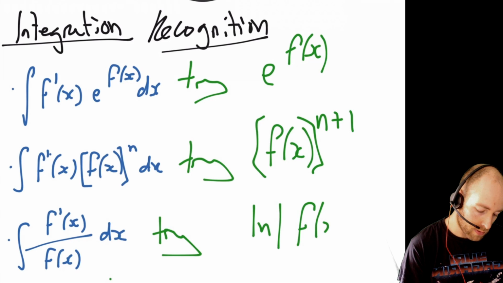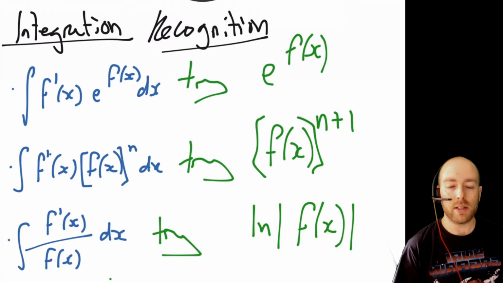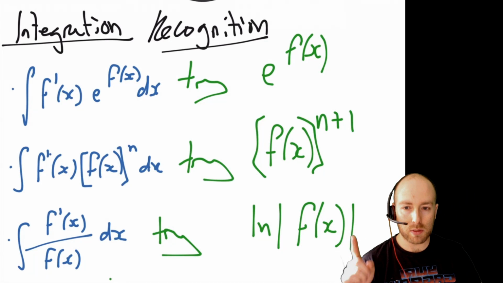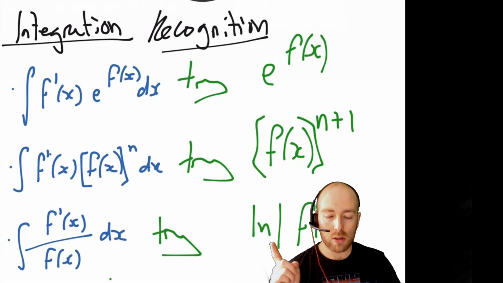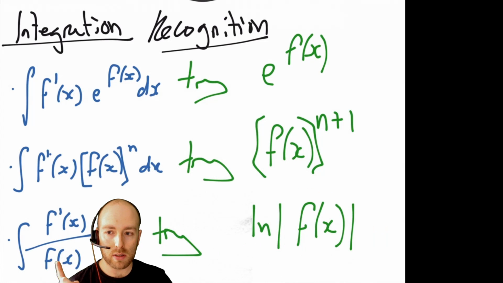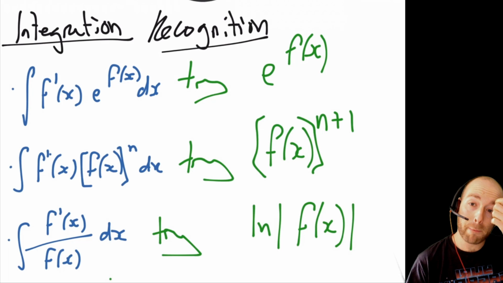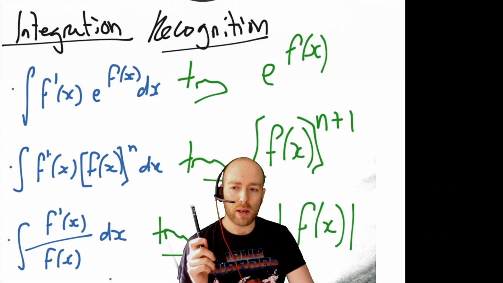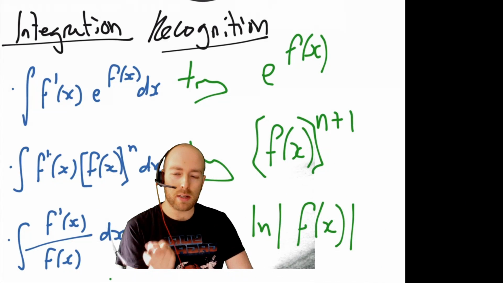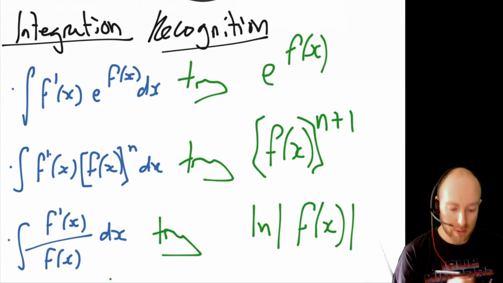The last one, we try ln of f of x. And you can see the inside of this, f of x, will differentiate to f dash x. Ln of something goes to 1 over the something. So those are the three you've got to be aware of. And you're going to see some today where it's a bit harder to tell which one of these it actually is.